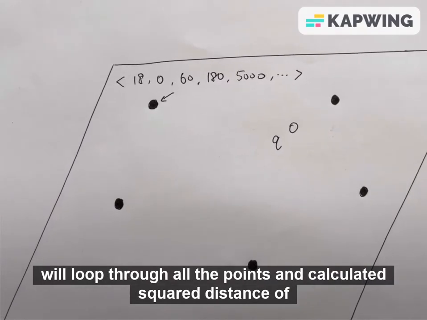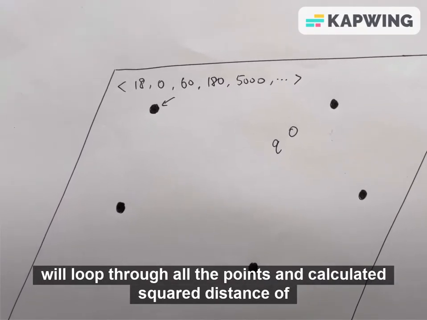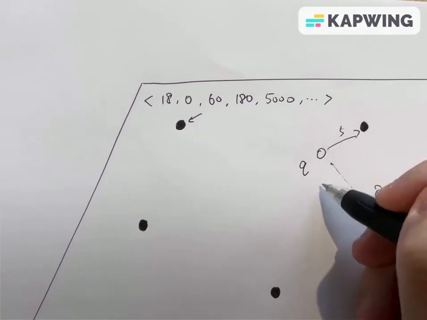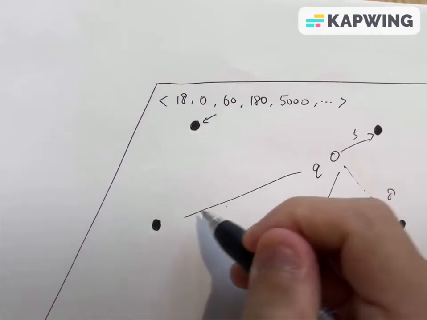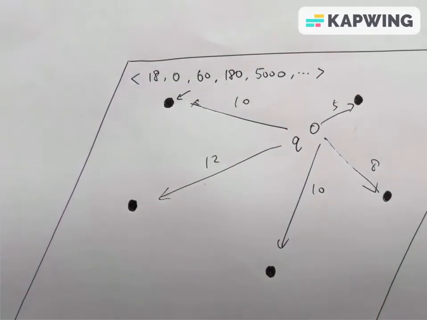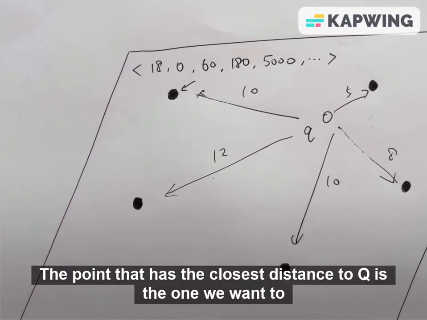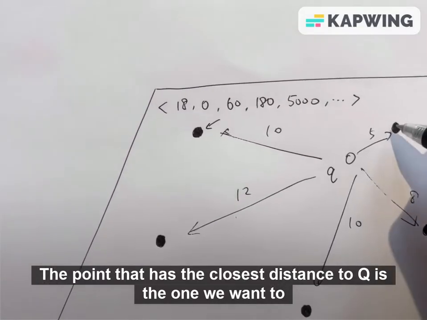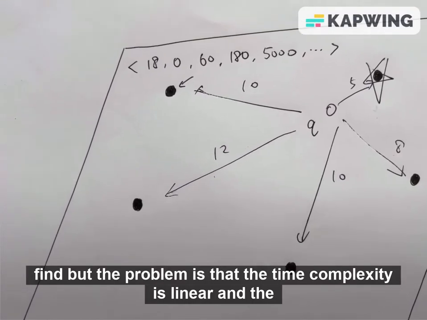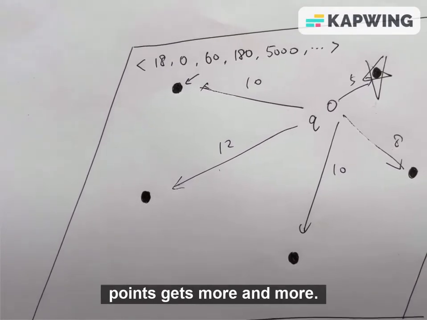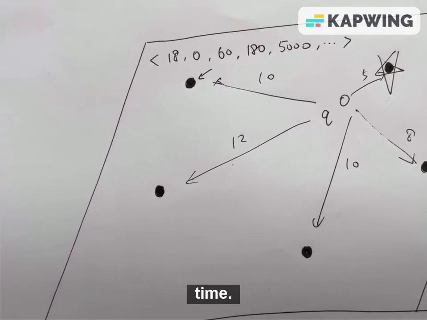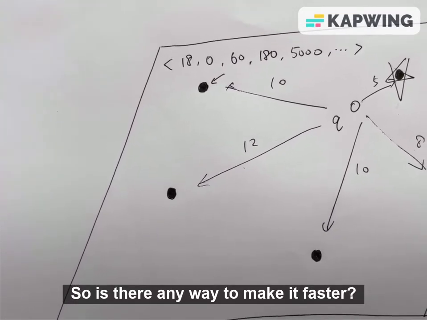The algorithm will loop through all the points and calculate the square distance of vectors between Q. The point that has the closest distance to Q is the one we want to find. But the problem is that the time complexity is linear. As the points get more and more, it would be infeasible for this approach to return a result in ideal time. So, is there any way to make it faster?